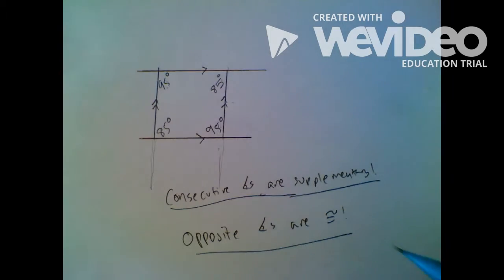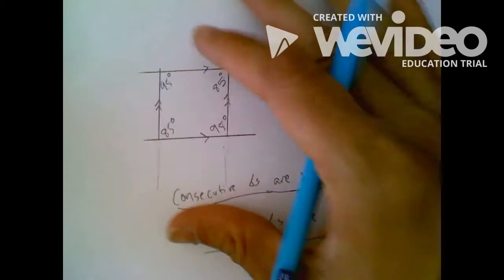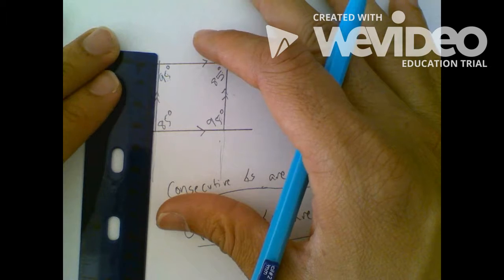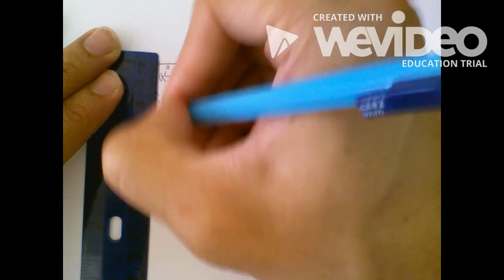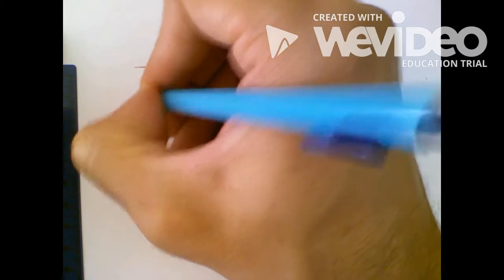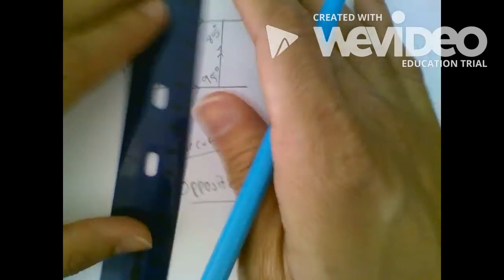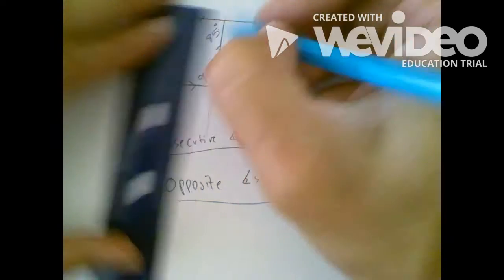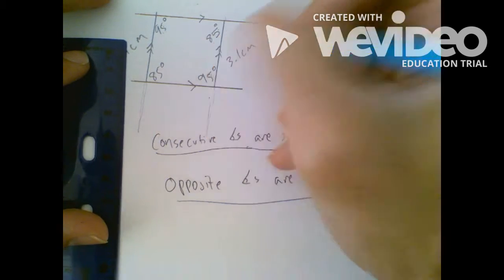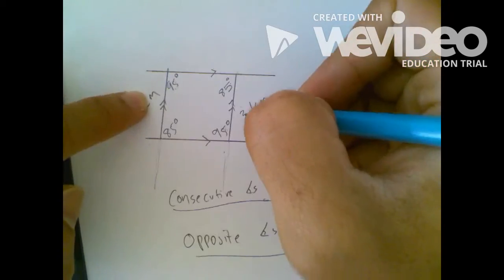Now that we looked at angles, we can start looking at sides. Let's take a measure of one of these sides. This is about 3.1 centimeters. Let's see what the other side ends up being. It's also exactly 3.1 centimeters. So we know these two set of opposite sides are congruent.